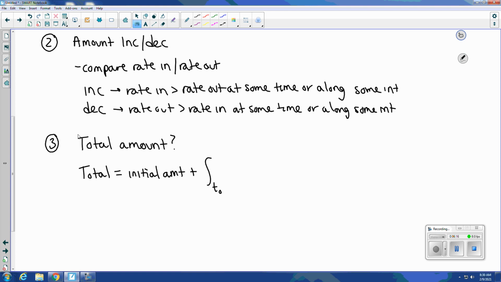So the total, we'll say at time t. So this is for a total at some time t, and we'll say t sub 0 is our starting time. So we're going to say initial amount, what did we start with, plus the total amount that went in from when we started to where we want to determine the total amount at. So we're going to integrate the rate in, because again, that will accumulate how much is entered. And then we're going to subtract from that the rate that's left over the same time period.